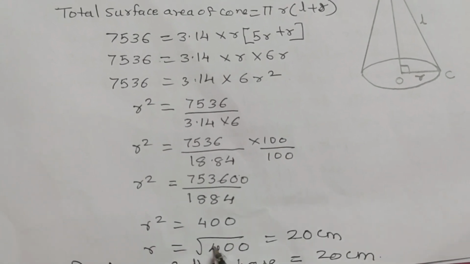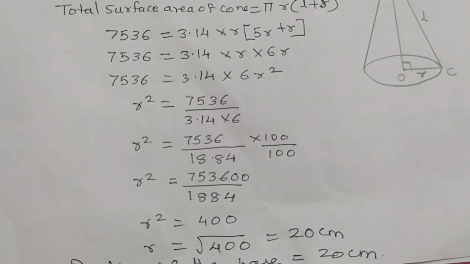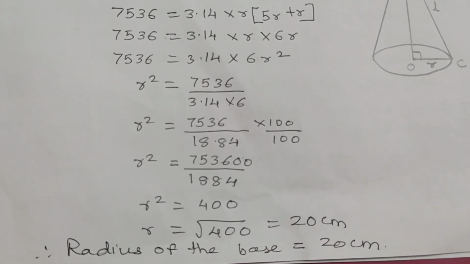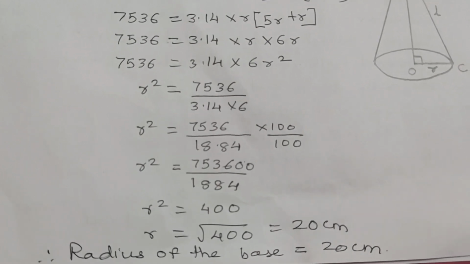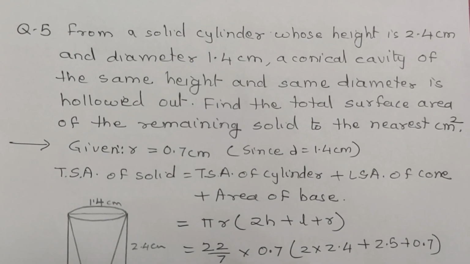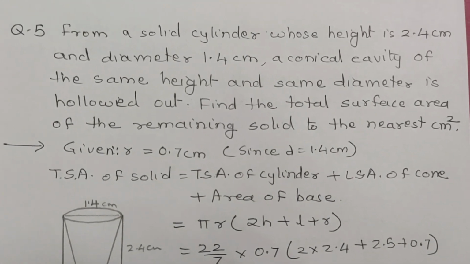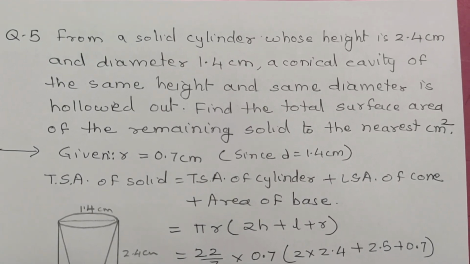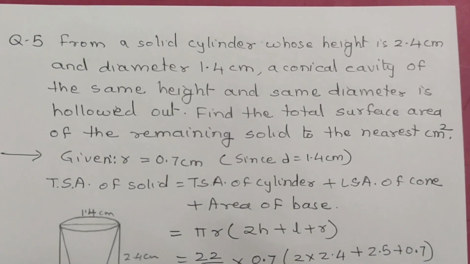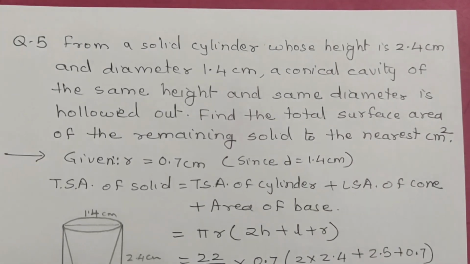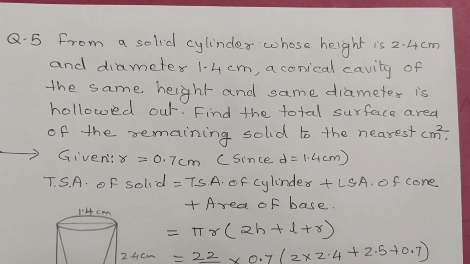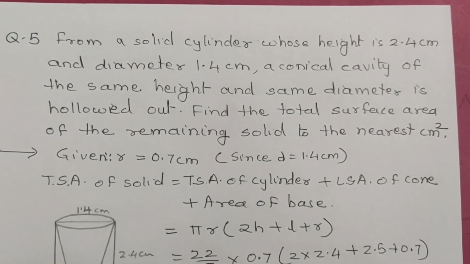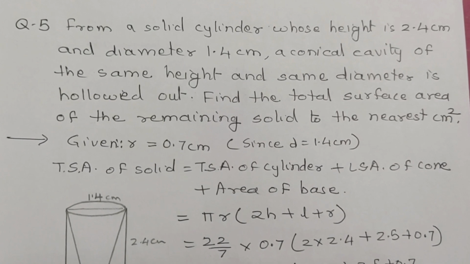So square root of 400 is 20 centimeter. So the radius is 20 centimeter. Therefore the radius of the base is 20 centimeters. Question number 5. From a solid cylinder whose height is 2.4 centimeter and diameter is 1.4 centimeter, a conical cavity of the same height, same diameter is hollowed out. Find the total surface area of the remaining solid to the nearest centimeter square.